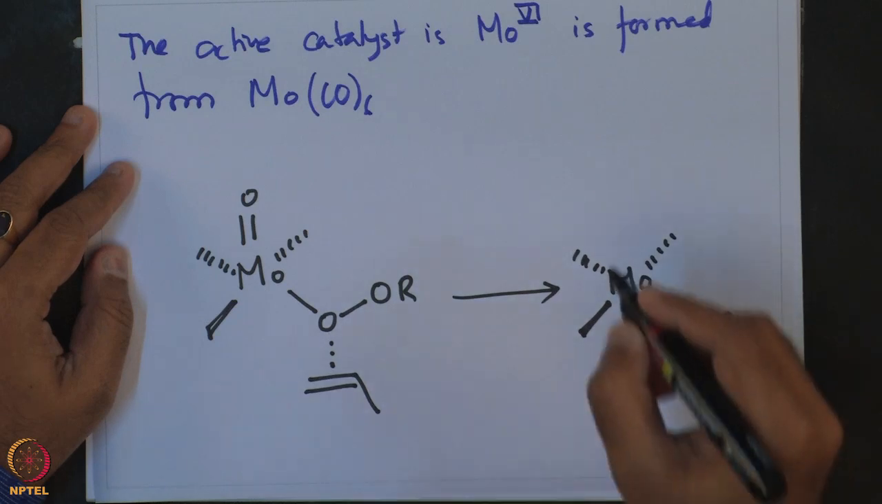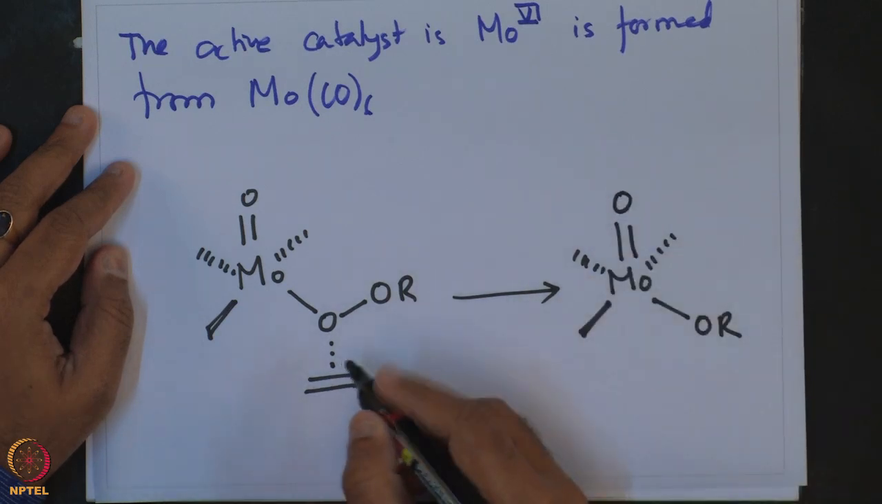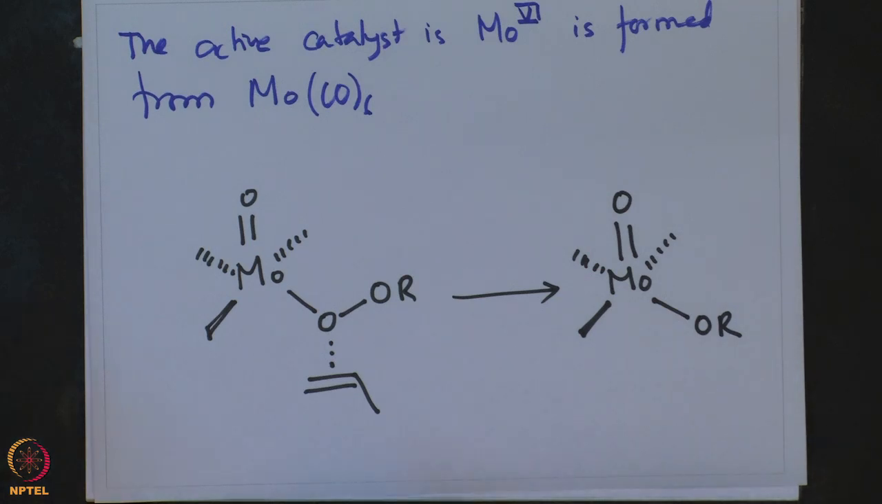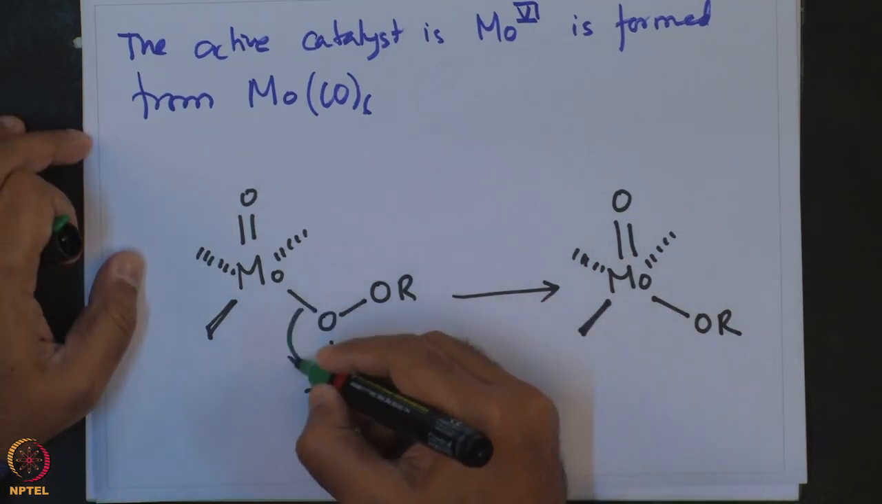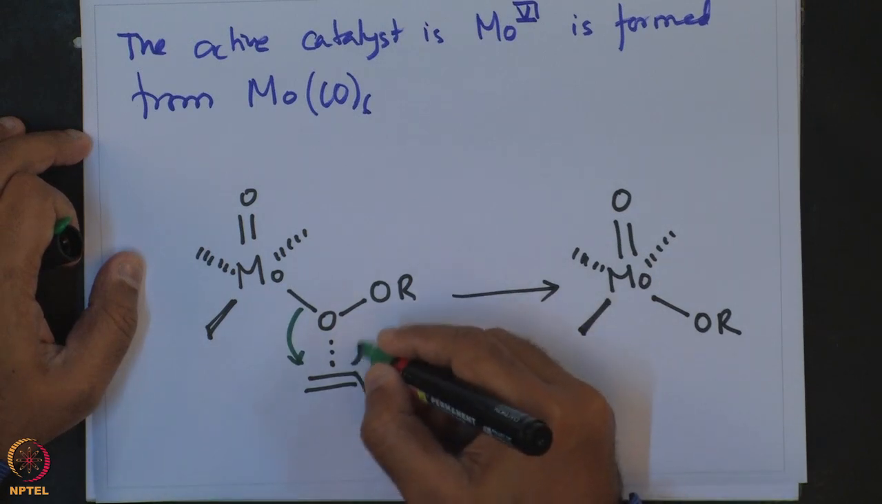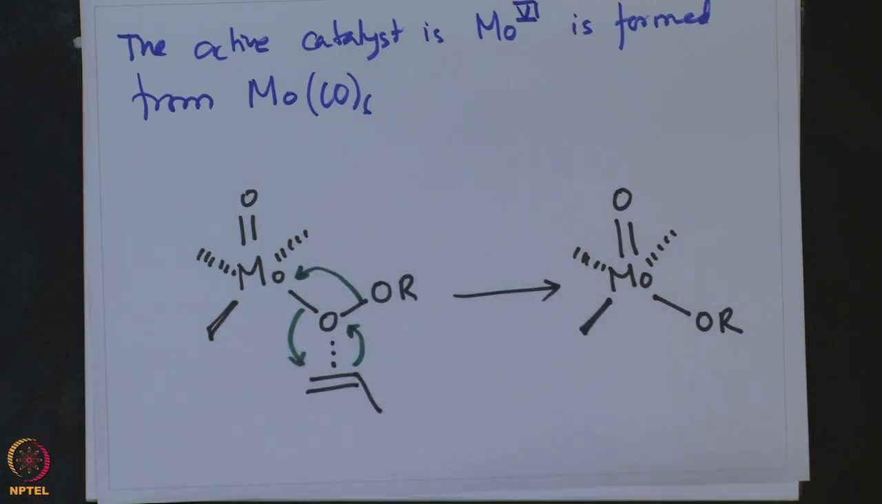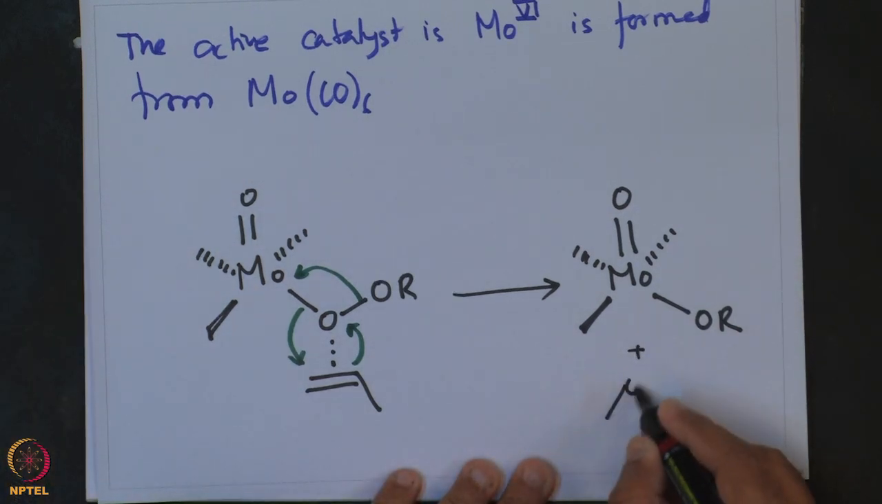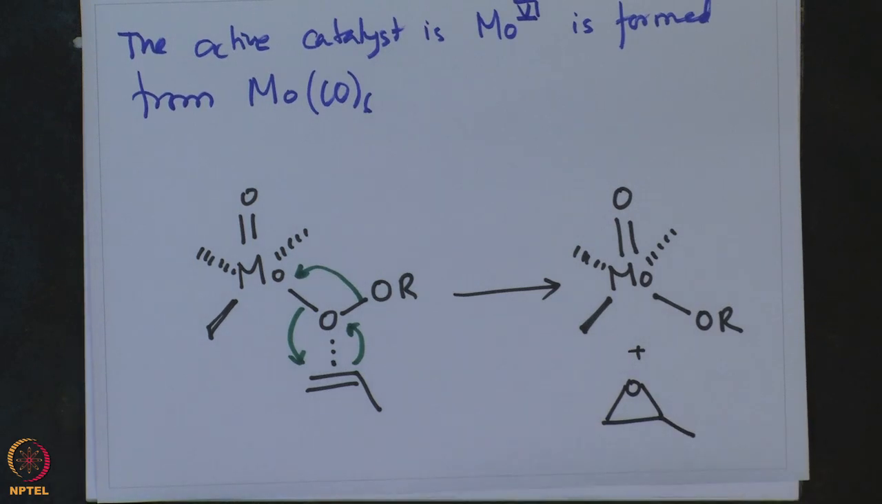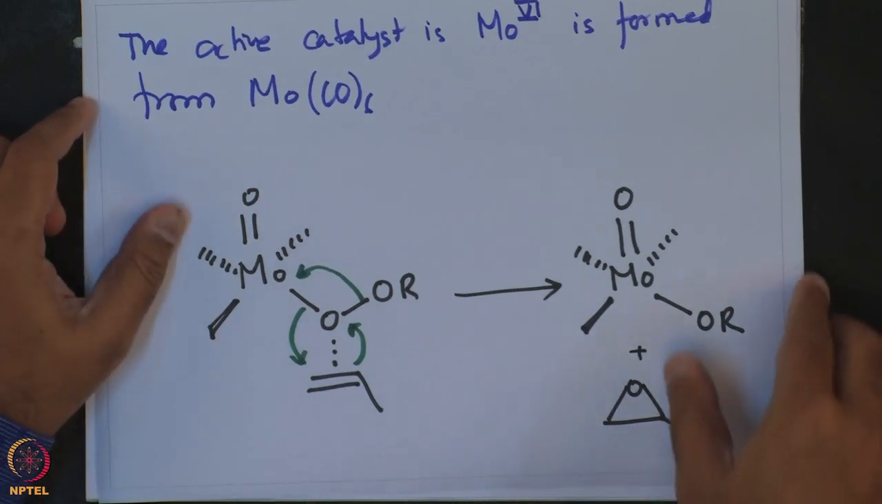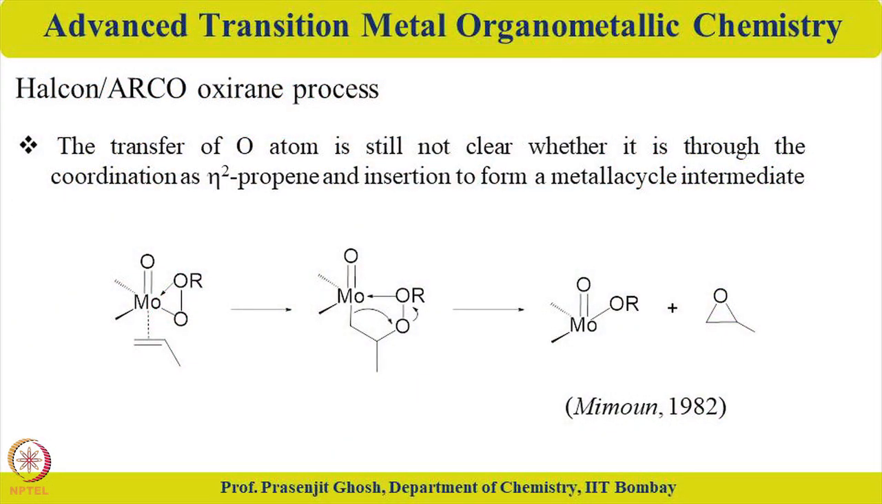So, this attack happens by this oxo attacking here and the alkoxo going there to give this plus the desired propylene oxide. This is the belief where the oxygen attacks directly to the olefin, and the other assumption is that it goes through an eta 2 propene intermediate. That is illustrated.